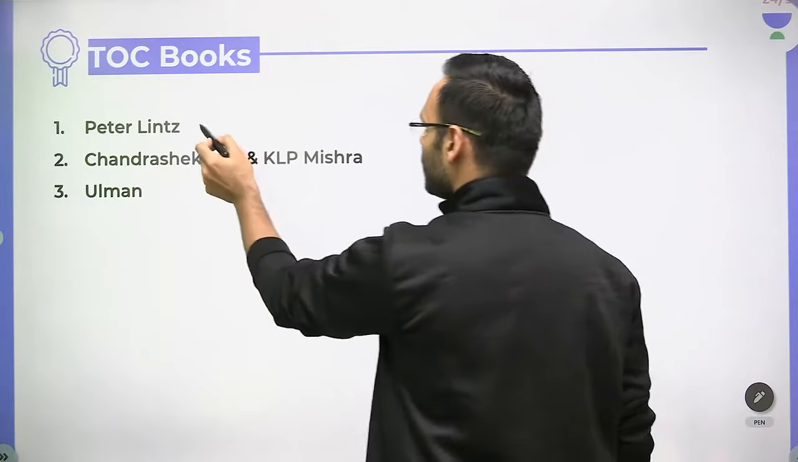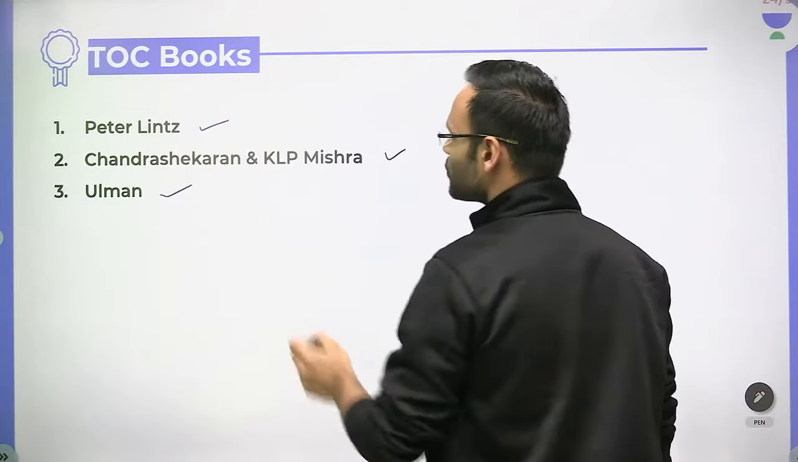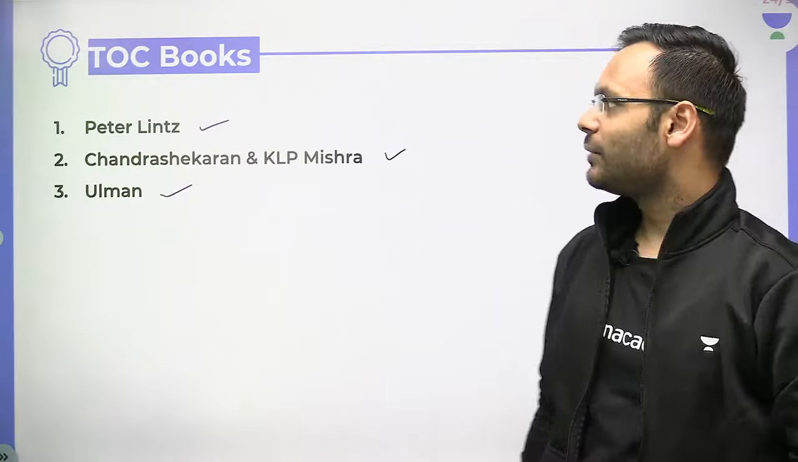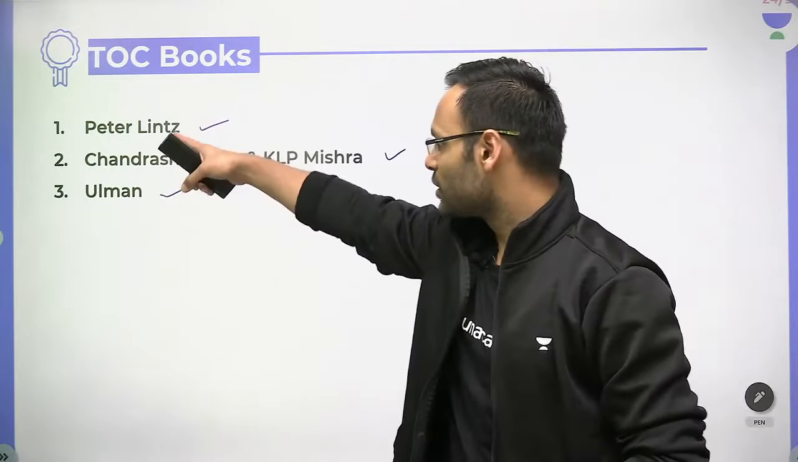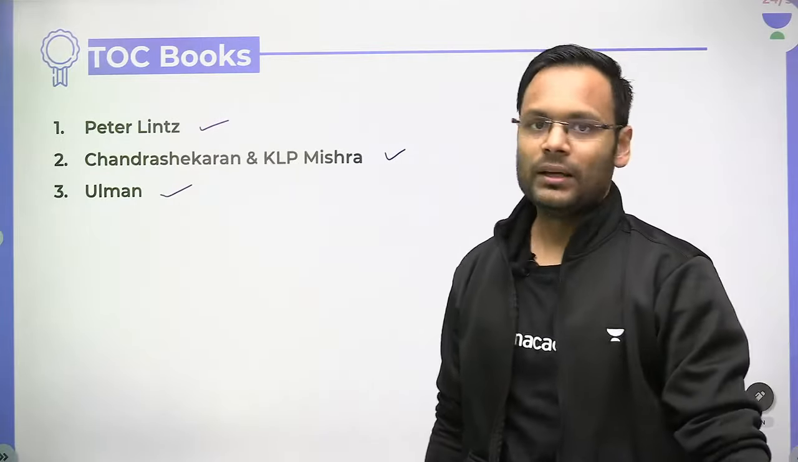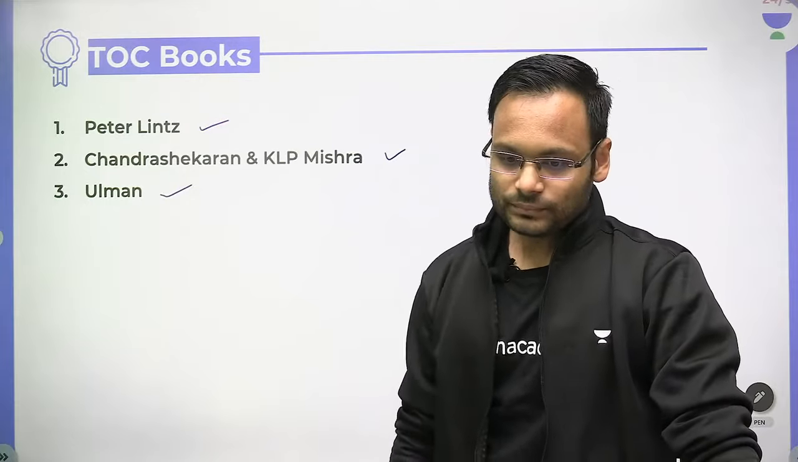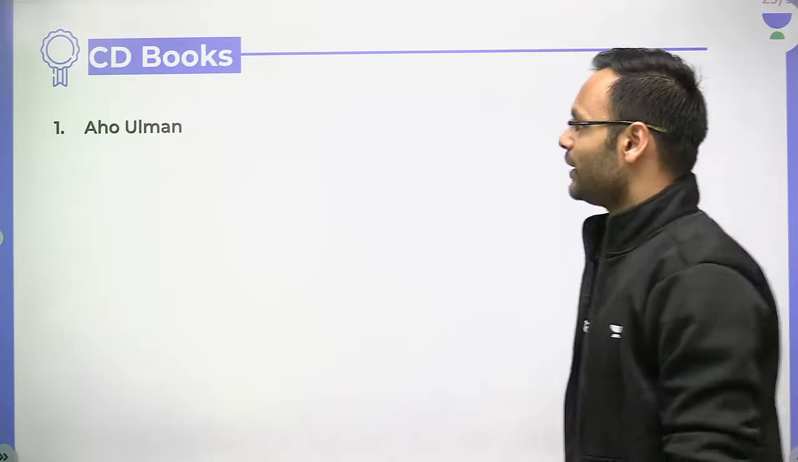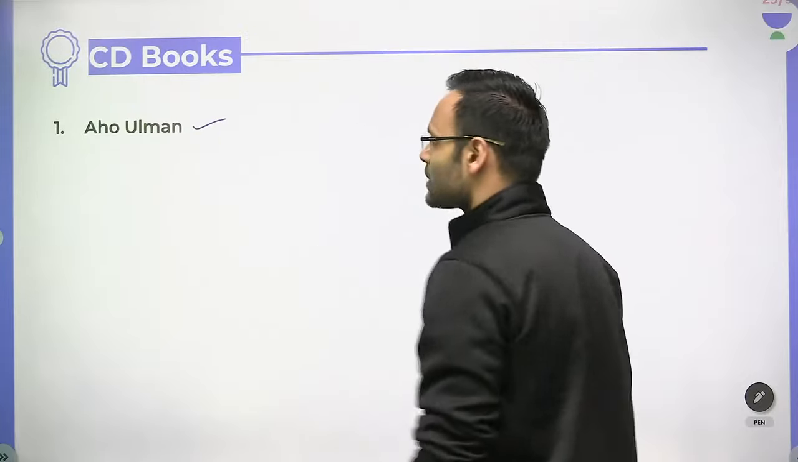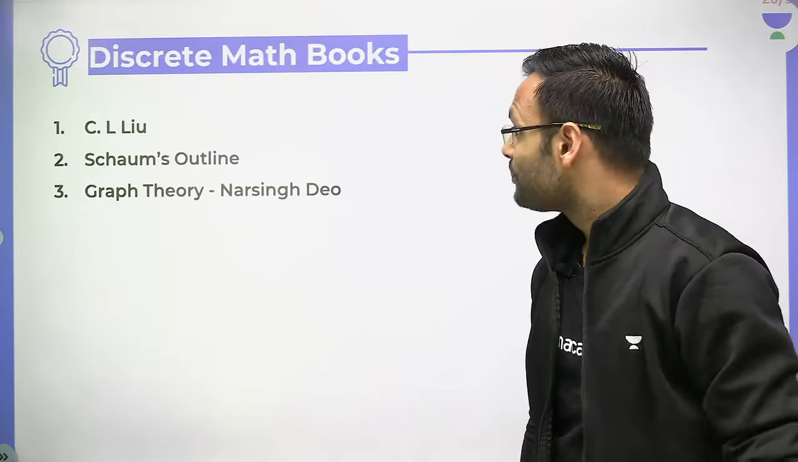But still you can read or follow these three books: Ullman, Chandrasekhar, KLP Mishra and Peter Linz. I personally followed this Peter Linz book. It was good at that time, in my time of course. Then we have computer network. Only single book will work just because the course is not so big.